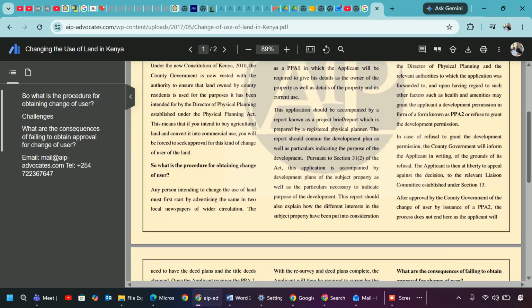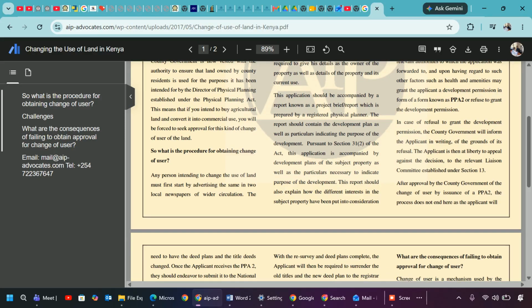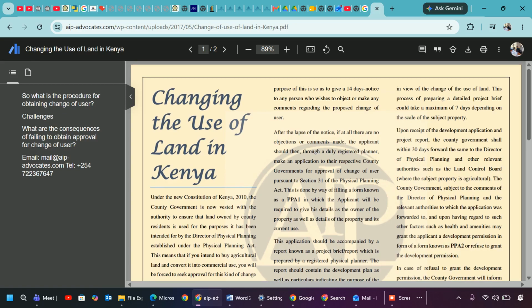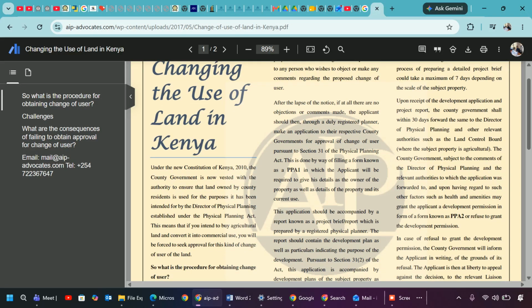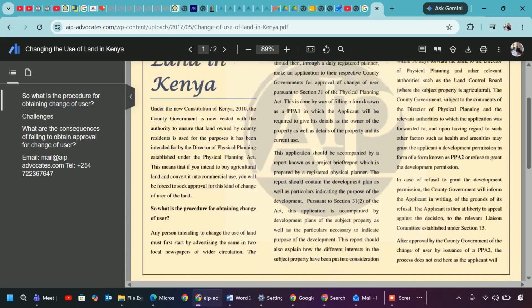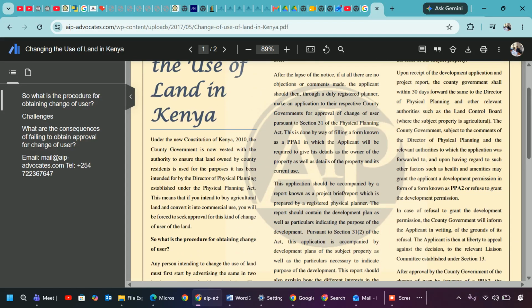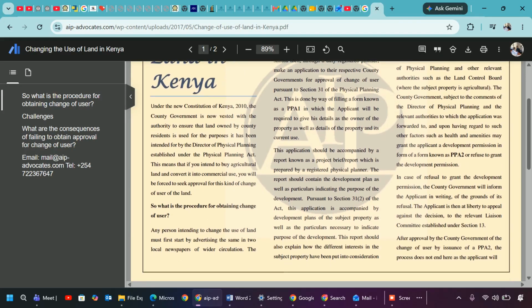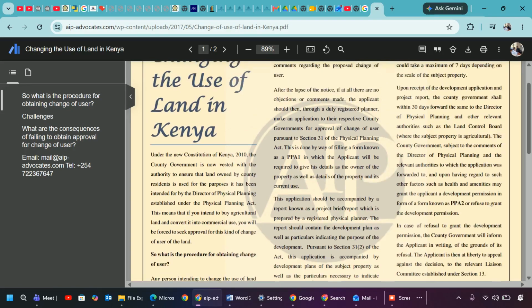Then pursuant to Section 31(2) of the Act, this application is accompanied by development plans of the subject property as well as particulars necessary to indicate purpose of the development. This report should explain how the different interests in the subject property have been put into consideration in view of the change of the use of the land. This process of preparing a detailed project brief could take a maximum of 7 days depending on the scale of the subject property. Upon receipt, this is where we are now interested in. We are not interested in the timelines. Provided we have seen we require PPA1, and we require a development plan.